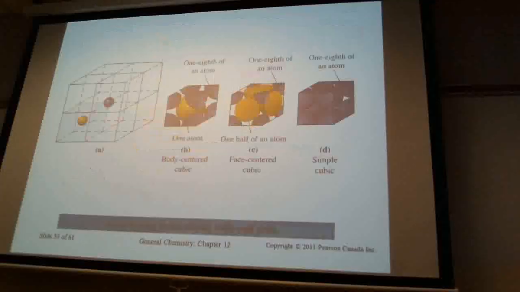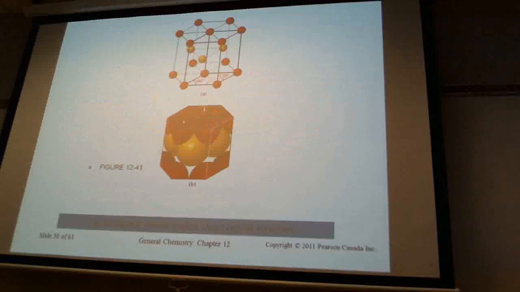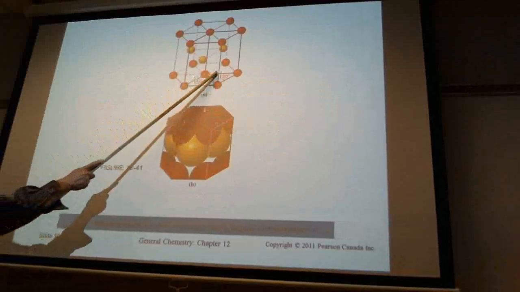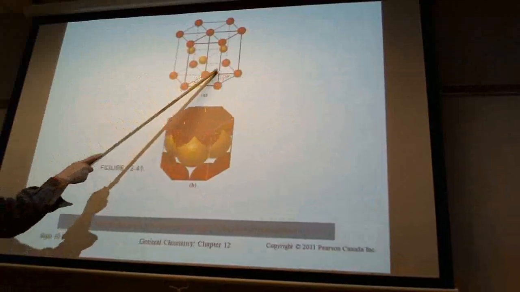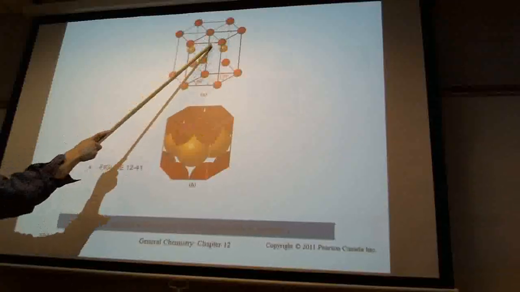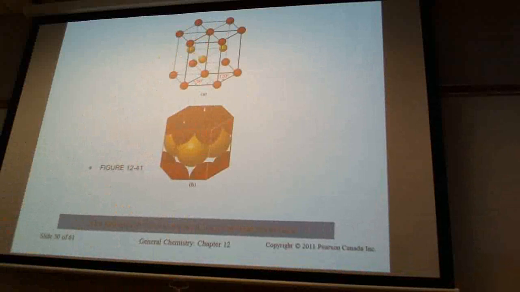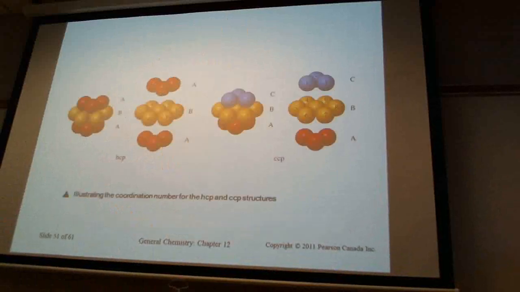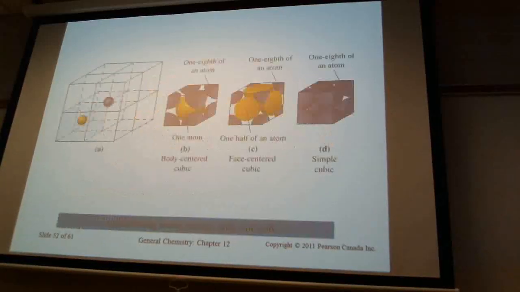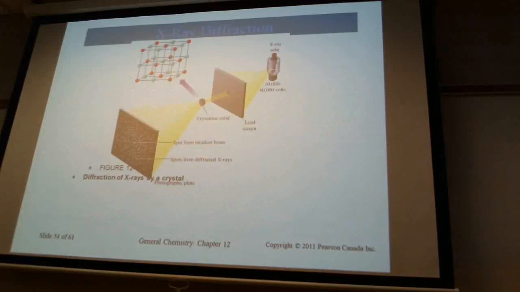Where's the hexagonal unit cell? Here. This would be the hexagonal unit cell here. This is kind of this trapezoidal thing. There's more to it than is showing. But that's hexagonal closest packing. ABAB. Cubic is ABC. How are these crystal structures determined?